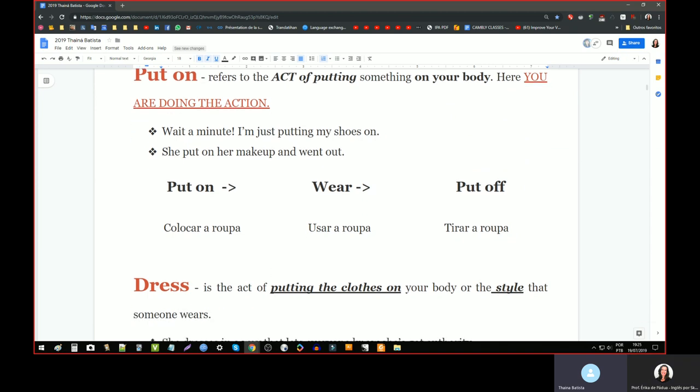So in that case, we also can use put on with makeup, but it's a specific time here. You are applying the makeup, and then you will wear the makeup. You're walking away with that makeup on your face, with those clothes on your body. So put on shows a change of state. First, you are wearing no clothes after a bath, for example, and then you put on your clothes, and now you are wearing clothes. And then there is another change of state, right? Put off. So here you're changing a state: no clothes, clothes. And here, clothes, no clothes.